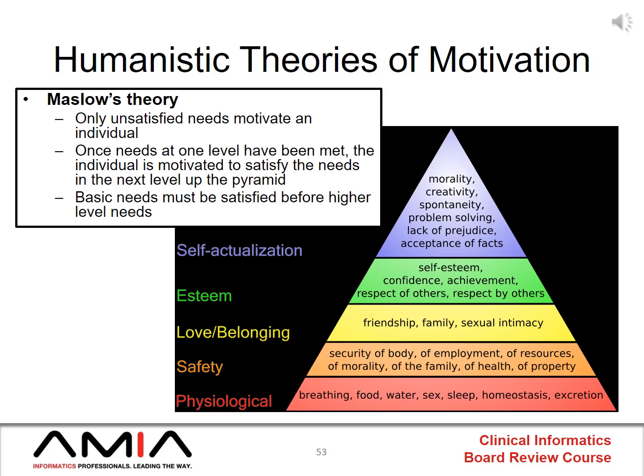So, for example, an individual who only has their physiologic needs met but does not have their safety needs met, such as an employee who may have an unsafe situation at home, such individuals will struggle to be motivated to satisfy their needs for morality, creativity, and spontaneity, because this would be jumping several levels in the pyramid.